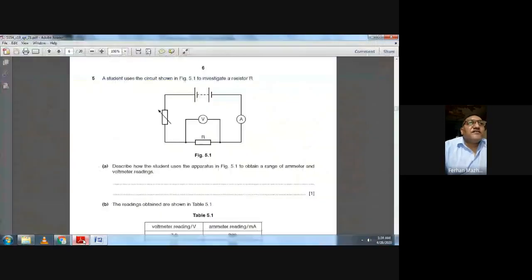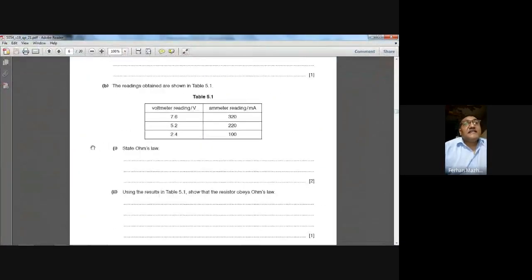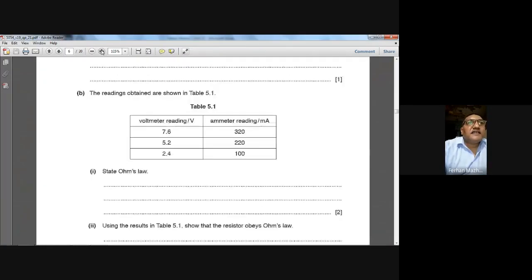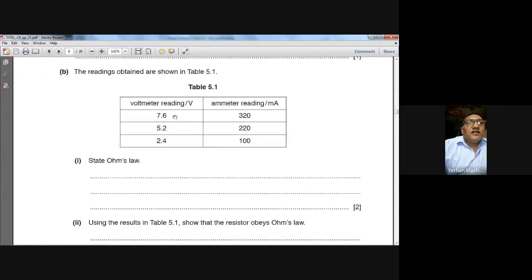Okay, so question number 5B part. He says the readings obtained are shown in table 5.1. When the reading on the voltmeter was 7.6 volt, the reading on the ammeter was 320 milliampere. When the voltmeter reading was 5.2 volt, the ammeter reading was 220 milliamp. When the voltmeter reading was 2.4 volt, the ammeter reading was 100 milliamps.